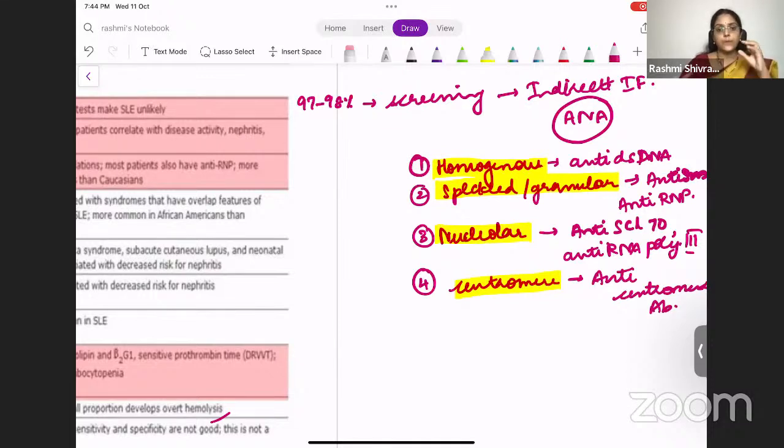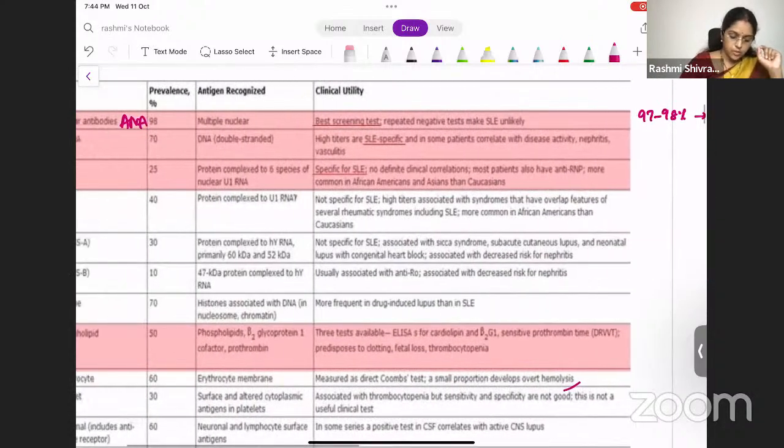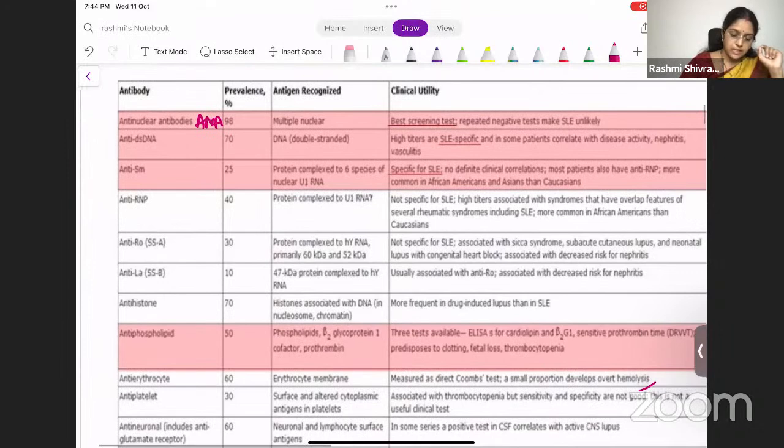Only when the ANA is positive can you classify the patient as having SLE. If the ANA is negative but the other factors are positive, even then you cannot consider it to be SLE. So first, to include it under the diagnosis of SLE, the patient should have ANA positivity. ANA positivity is very, very important. Next, what is written here? It's the best screening test. Repeated negative tests make SLE unlikely. So if it is repeatedly negative, then SLE can be ruled out.